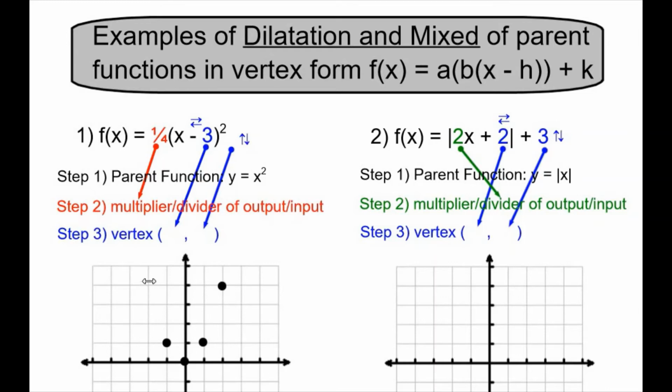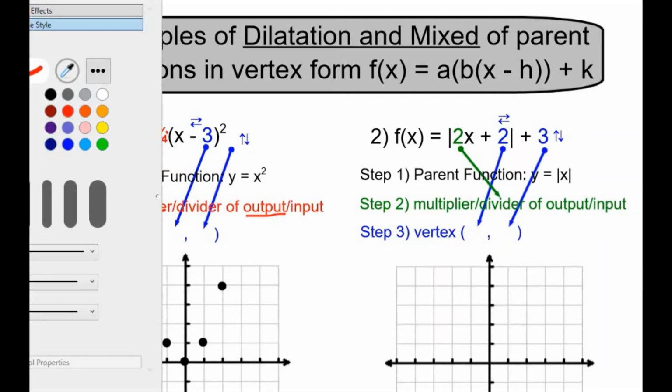And negative 2 squared is also 4. So step 1 is done. The next step is to look at the fact that I'm multiplying by 1/4. It is a multiplier. It is outside of the grouping symbol. So outside of the grouping symbol, I'm going to multiply the output values. So what that means is I take all the output values, I multiply them by a fourth.